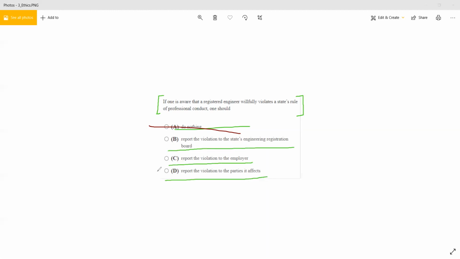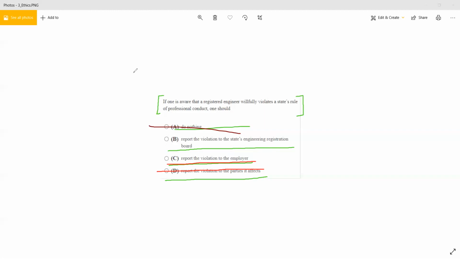I don't think this one makes much sense, because I'm not sure telling the people it affected, hey, this engineer gave you some bad designs, will solve anything. The parties it affects can't have any real effect, other than giving a bad review; they can't force the engineer to take responsibility. But the employer could fire the engineer. But then again, I don't think the employer can take their license away, right?